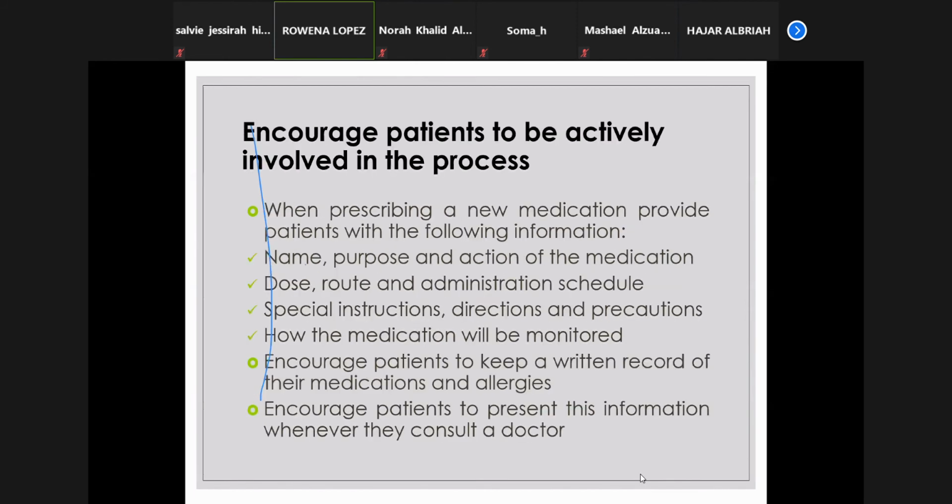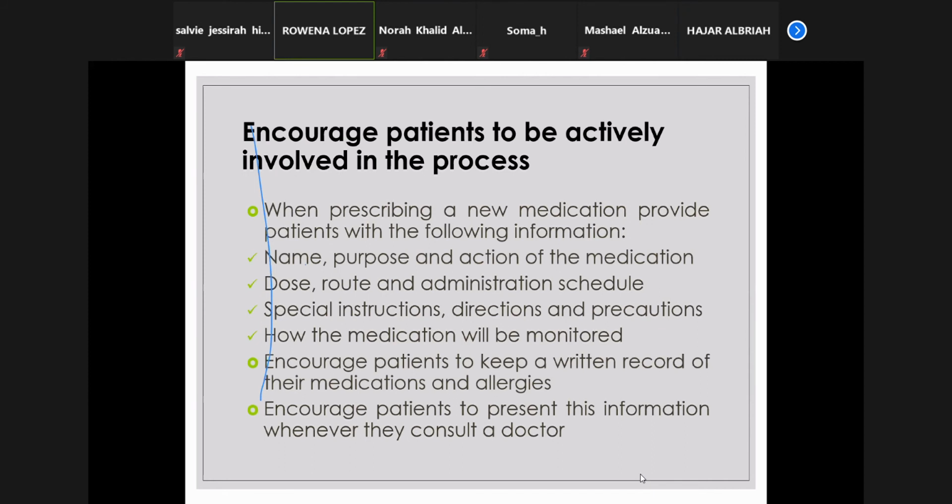So encourage patients to be actively involved in the process. So that's why as nurses, we are usually also telling the patient what this medication is for, okay? When prescribing a new medication, provide patients with the following information: name, purpose, and action. Those, again, the 5 rights, special instructions, and how the medication will be monitored.